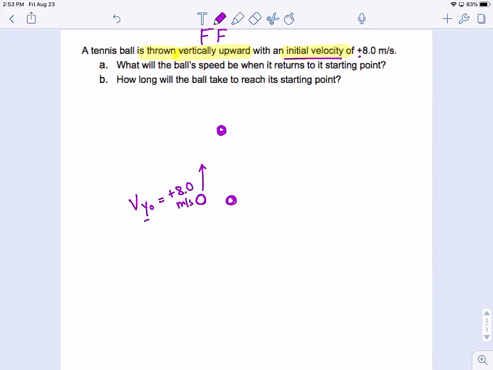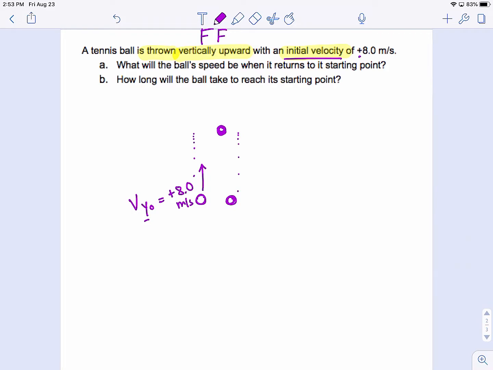We know that when it travels upward, it's going to slow down, not speed up. And then when it travels back downward, it is going to speed back up.